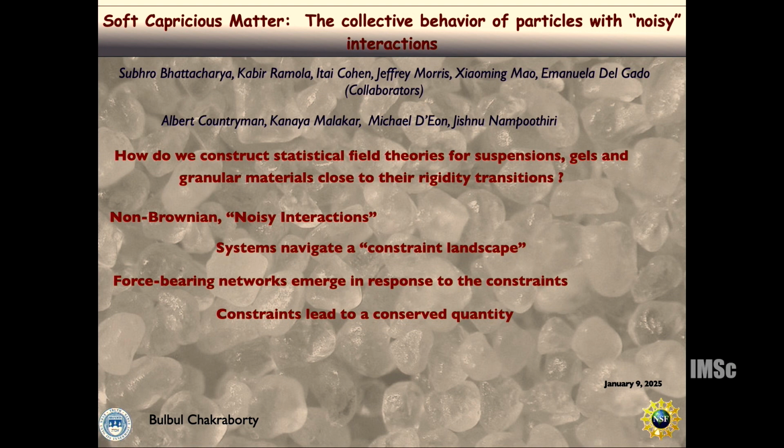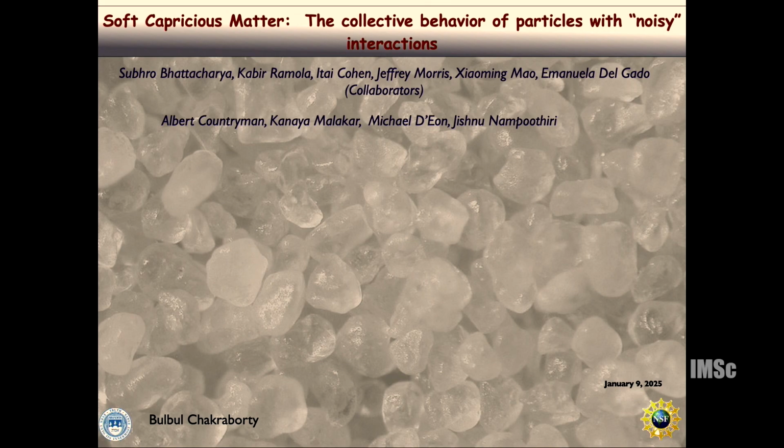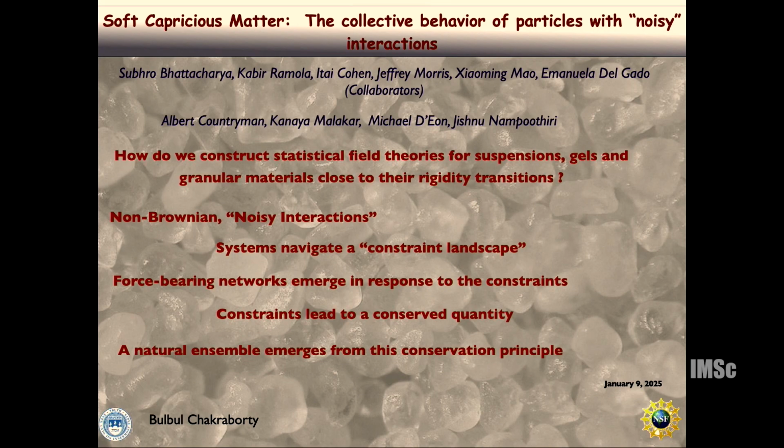So once you have a conserved quantity, then there is a natural, in these systems at least, there's a natural ensemble that emerges, which is a kind of a microcanonical ensemble satisfying this constraint. And this, for people in the granular glassy community, is the Edwards ensemble. Here you'll see it emerging from a much more basic concept than we have usually discussed in the community. So a natural ensemble emerges from this conservation principle.